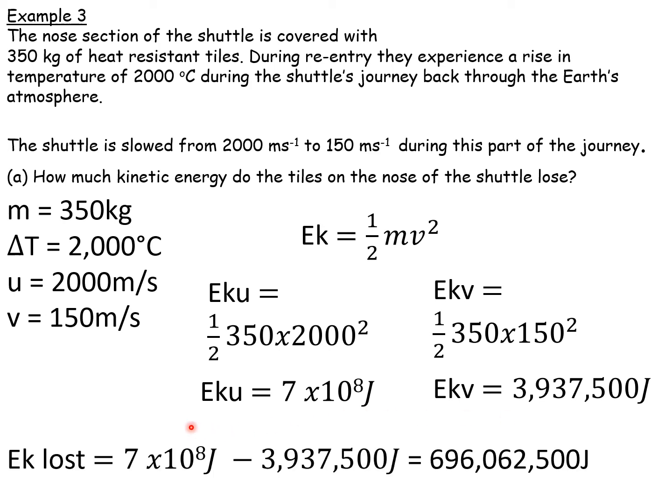So to get the kinetic energy loss, we do the initial kinetic energy minus the final kinetic energy, and this is how much energy has been lost. And you can, of course, round this answer up. I've not rounded this one up, but you can round this one up. So that's how we do part A.